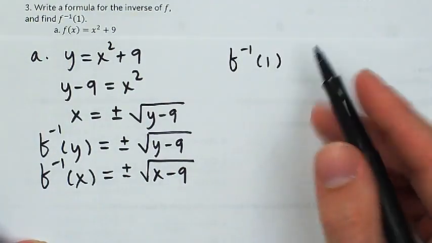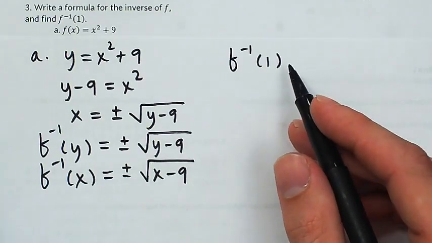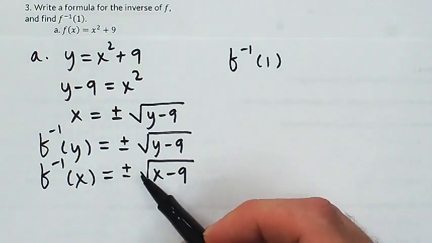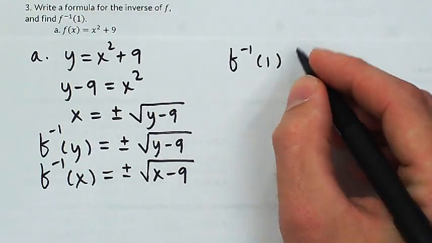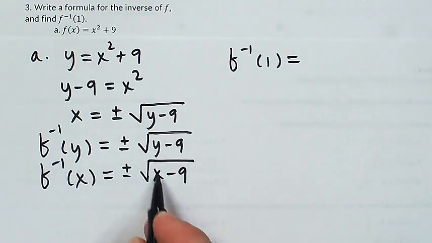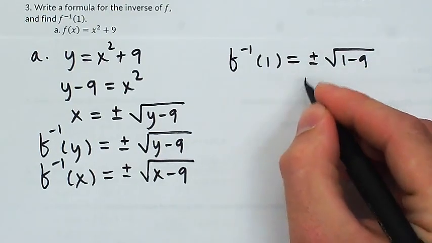Now, on its own, what we would do is set this thing equal to 1. But what I was going to point out is that we could do this either way. We could say f inverse of 1, and just plug in 1 for x or 1 for y right here, and it's going to be plus or minus the square root of 1 minus 9, which is not a real number.